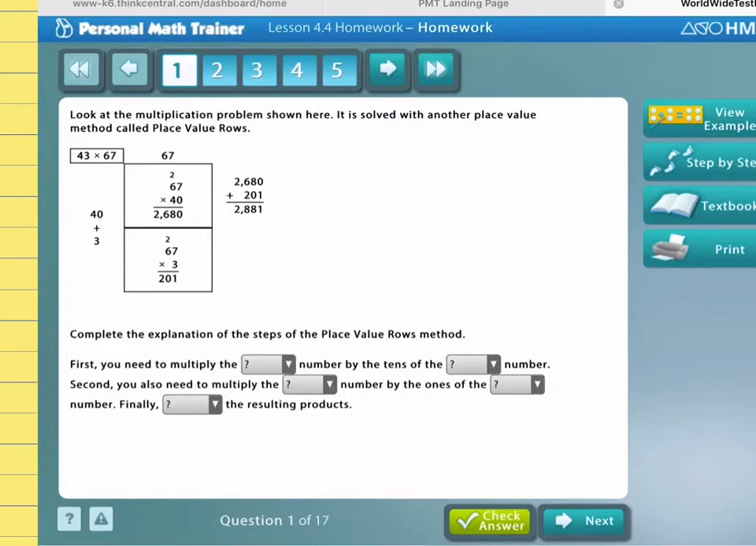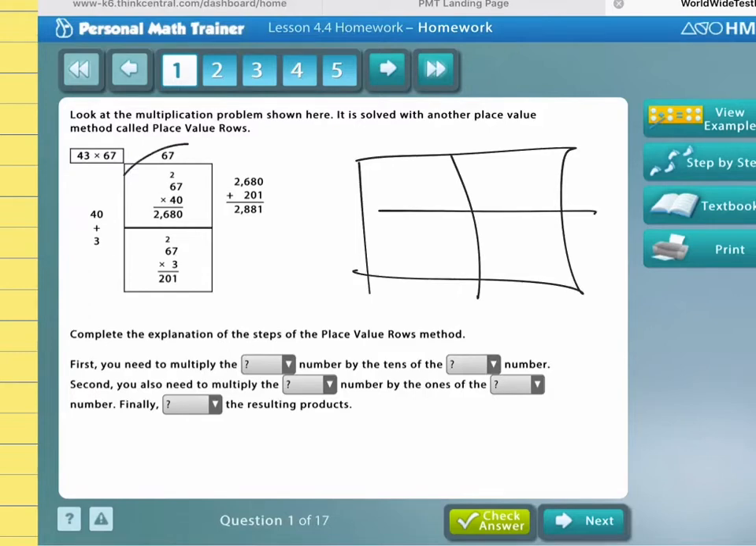Look at the multiplication problem shown below. It is solved with another place value method called the place value rows. I'm not sure why ThinkCentral wants us to learn all these methods, but they do. So this is place value rows. Instead of doing place value section with 4 boxes, they only give us 2 boxes here. And they're multiplying a 2-digit number by the tens and then the 2-digit number by the ones. That's the only difference in this problem.